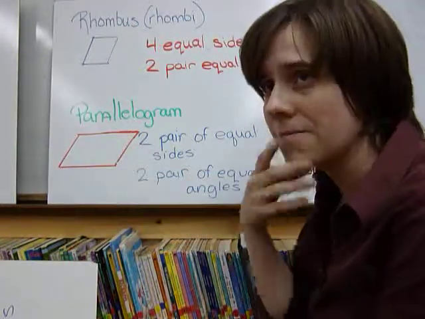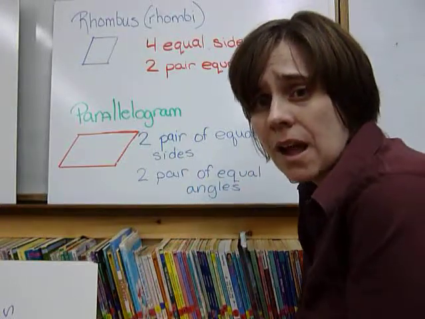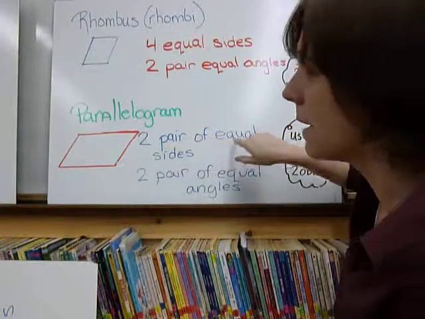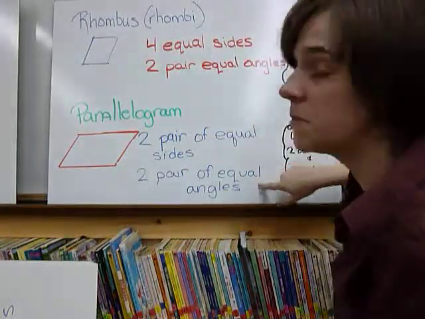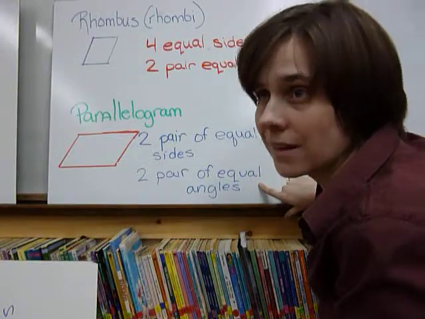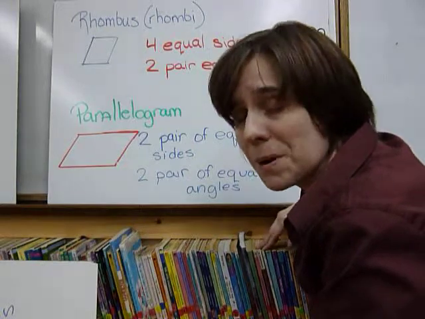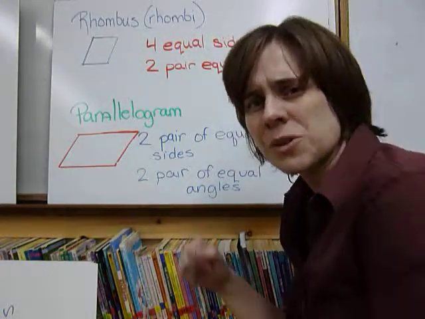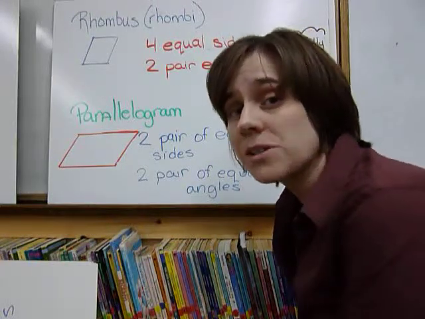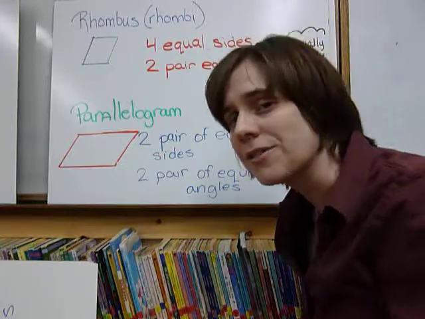This parallelogram would also be considered as a definition for a square. 2 pairs of equal sides. A square has 4 equal sides. That's 2 pairs. 2 pairs of equal angles. 90, 90, 90, 90. A square is also a special parallelogram. I know this is kind of confusing. A square has a lot of names. We call it a square when we see it. But you have to understand that it can fit in different classifications.